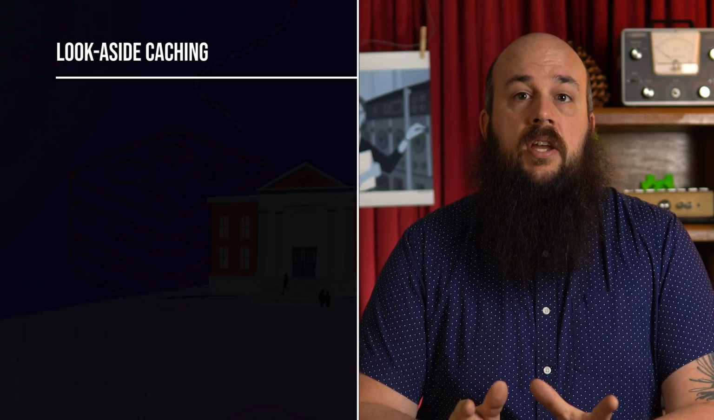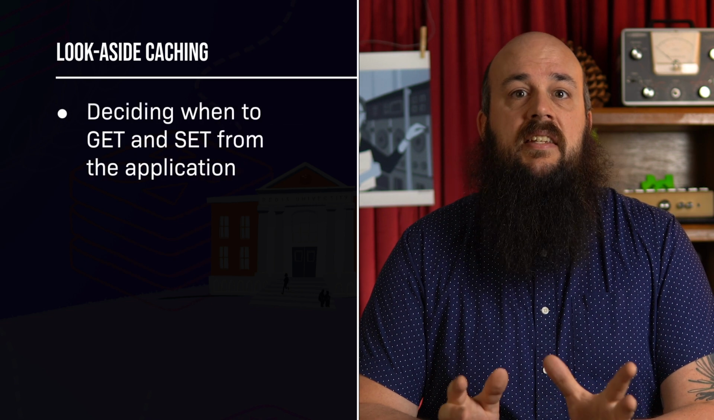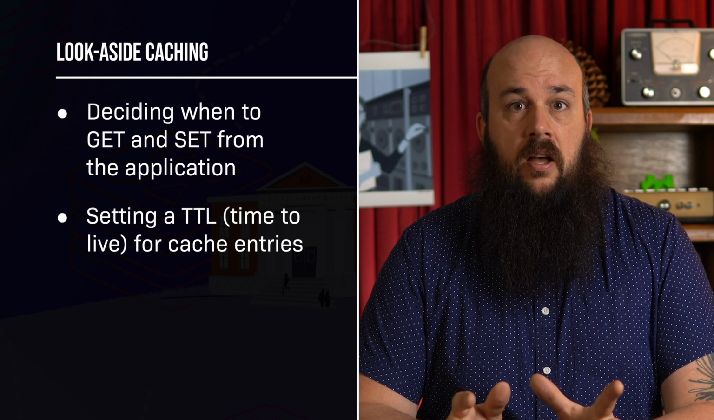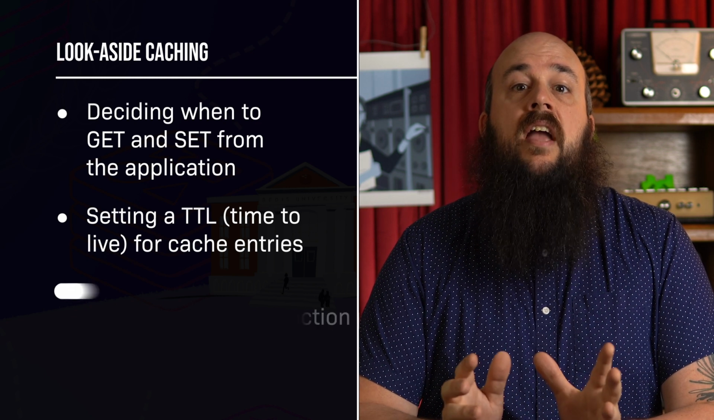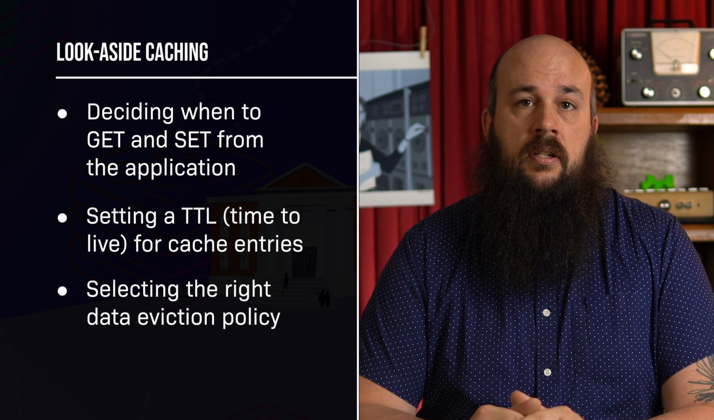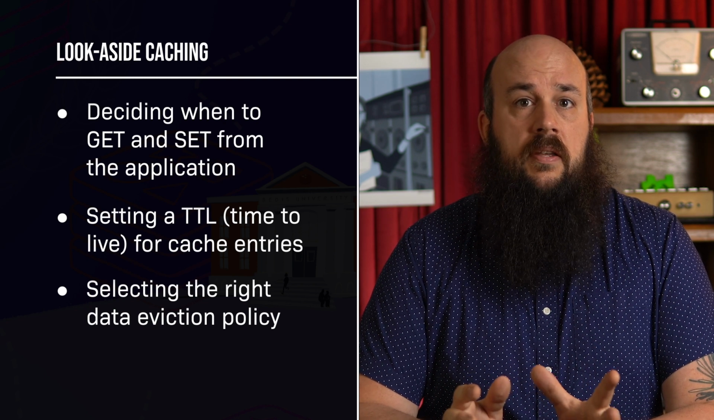To implement look-aside caching, we need to write the application logic that gets and sets data in the cache. We need to set a time to live, or TTL, for the cached data. And we need to make sure that our Redis database is using the right eviction policy. I'm going to show you how to do all three of these things, but first we need to decide which slow database query we're going to cache.